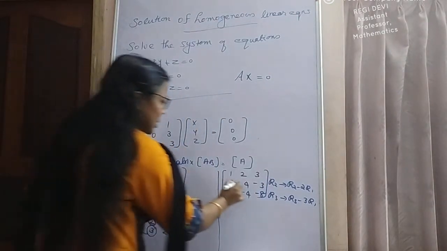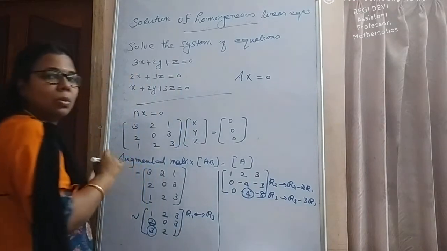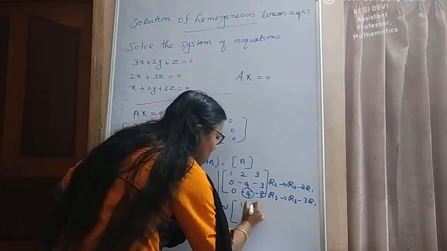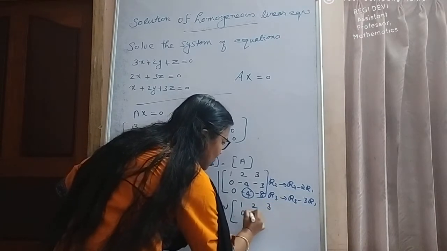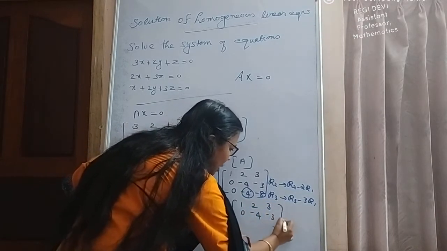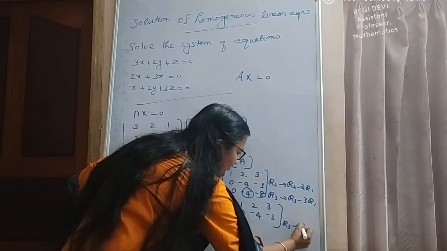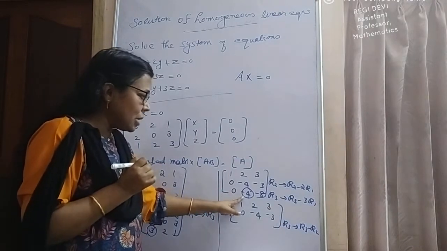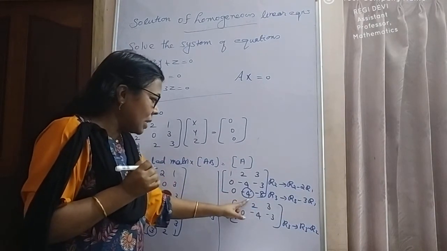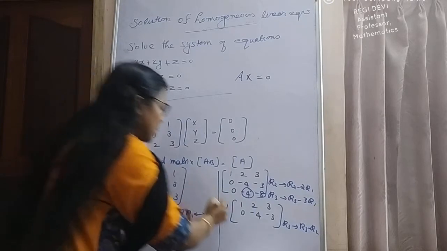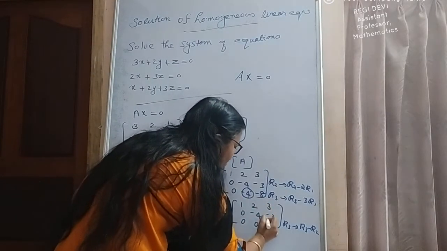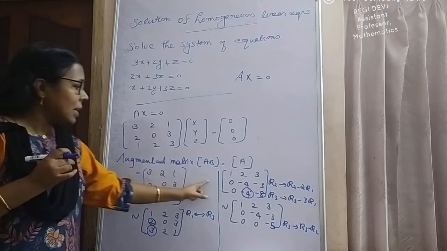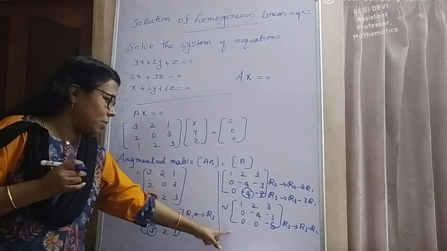Now the first 2 rows are fixed: 1, 2, 3 and 0, minus 4, minus 3. Now we have to make this minus 4 zero. That is, R3 gives R3 minus R2, that is 0, 0, minus 5. The matrix A is reduced into row reduced echelon form.